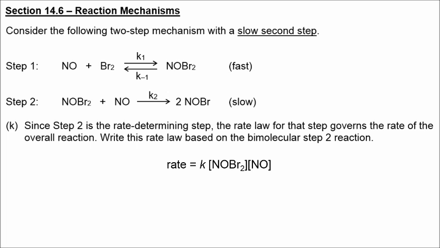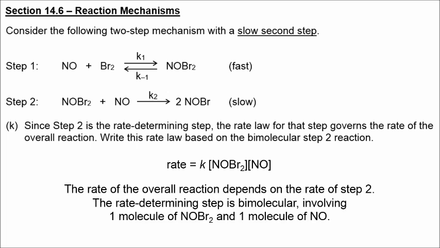Now, do you see a problem with writing this particular rate law? How can we control the concentration of NOBr2 if it's not a reactant? It's actually an intermediate. So we have 1 molecule of NOBr2. That's going to be a problem. We'll come back to that.